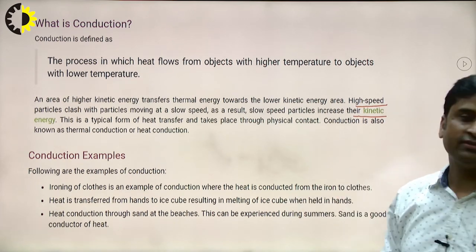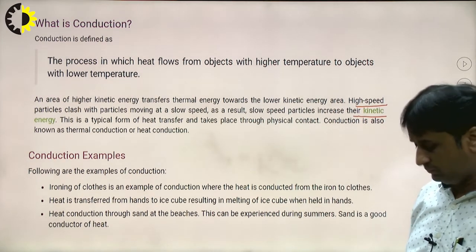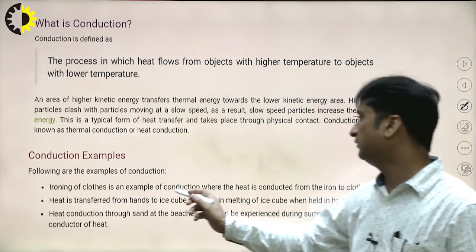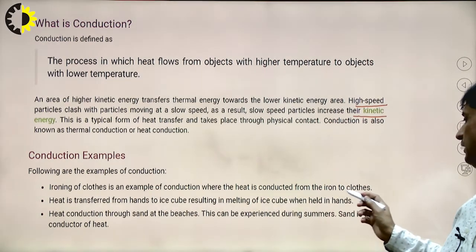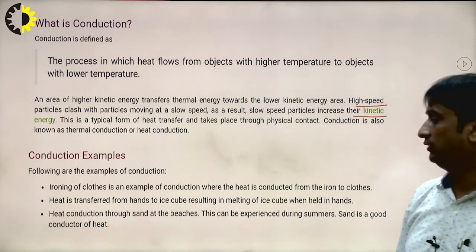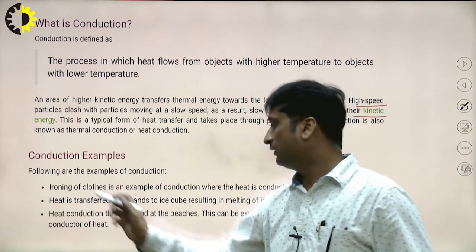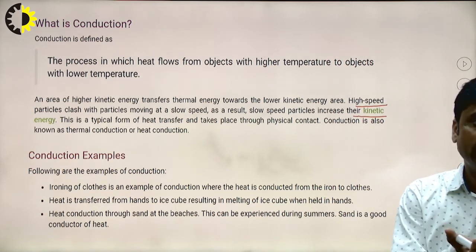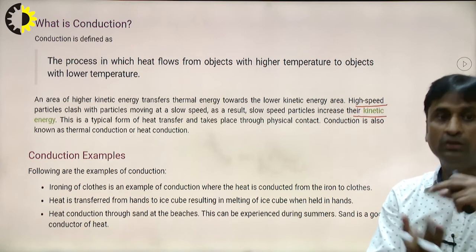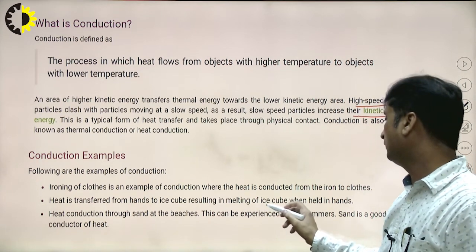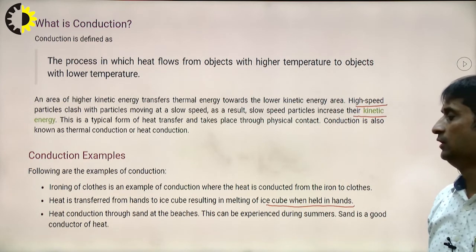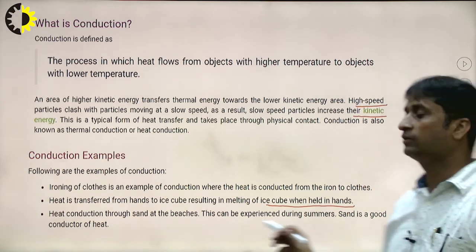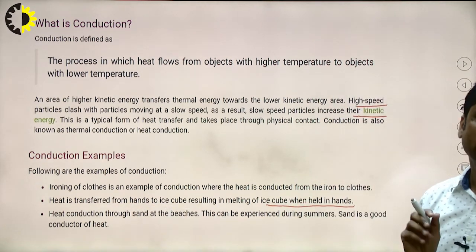We have a lot of examples, as we have seen in this picture also. Another example is the ironing of cloth, where heat is conducted from the iron to the cloth. There is physical contact, and it happens in solids. Another example: if you put an ice cube on your hand, heat is transferred from the body to the cube, and the ice cube will melt. And heat conduction through the sand on beaches can be experienced during the summers. Sand is a good conductor of heat. So this is another example of conduction.